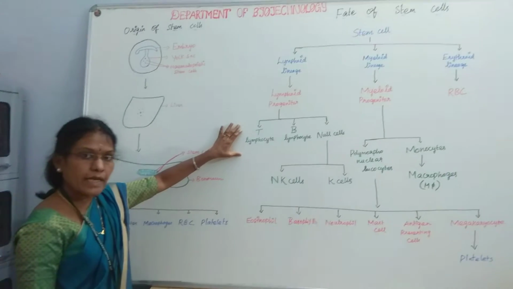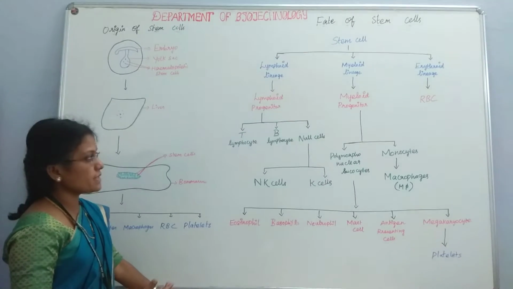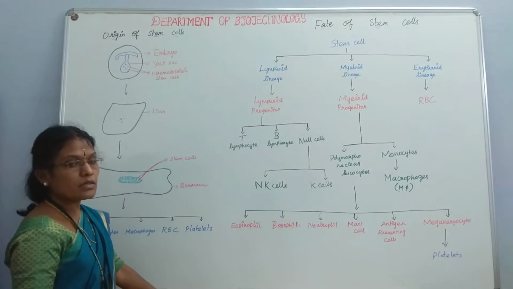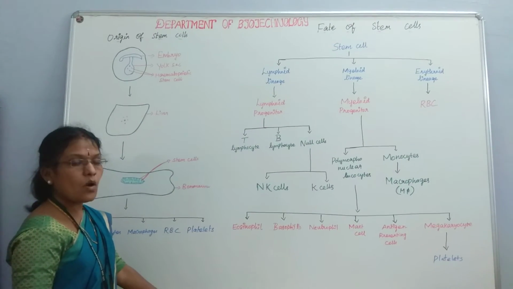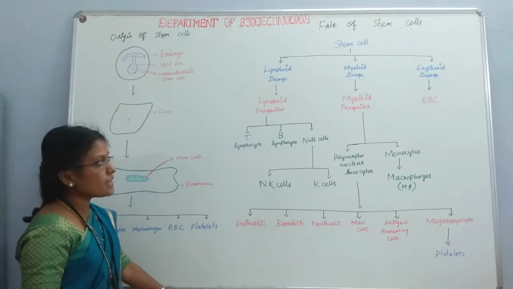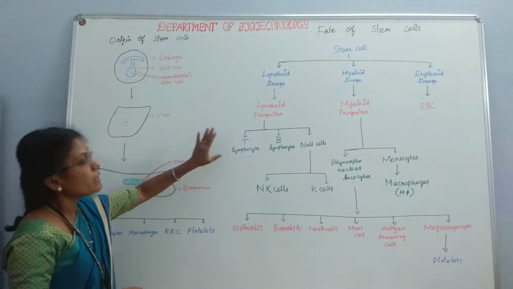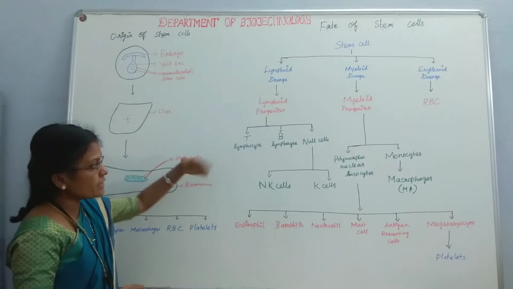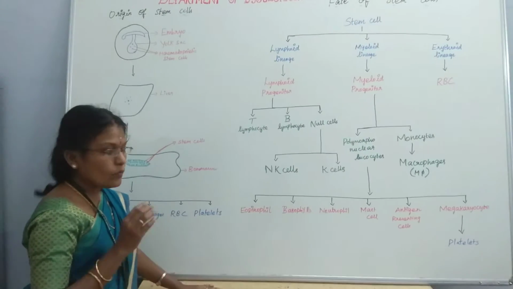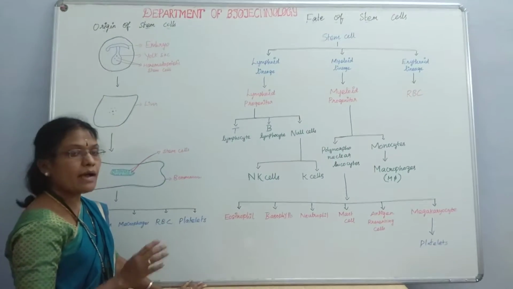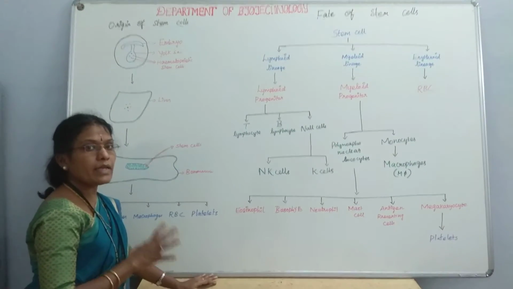The T lymphocyte is involved in cell-mediated immunity, and here the different types of T cells are present. That is the TC cell or T cytotoxic cell, TH cell or T helper cell, TS cell or T suppressor cell, and TD cell or T delayed type hypersensitive cell. These cells are involved in the production of lymphokines and in cell-mediated immunity. The B lymphocyte is involved in the production of plasma cells and memory cells, and this B lymphocyte lineage is involved in humoral immunity.